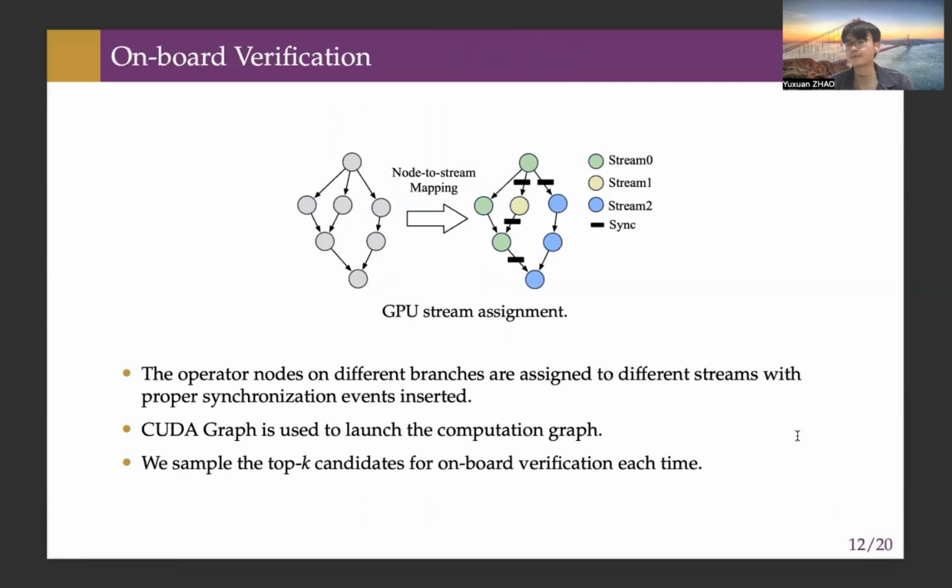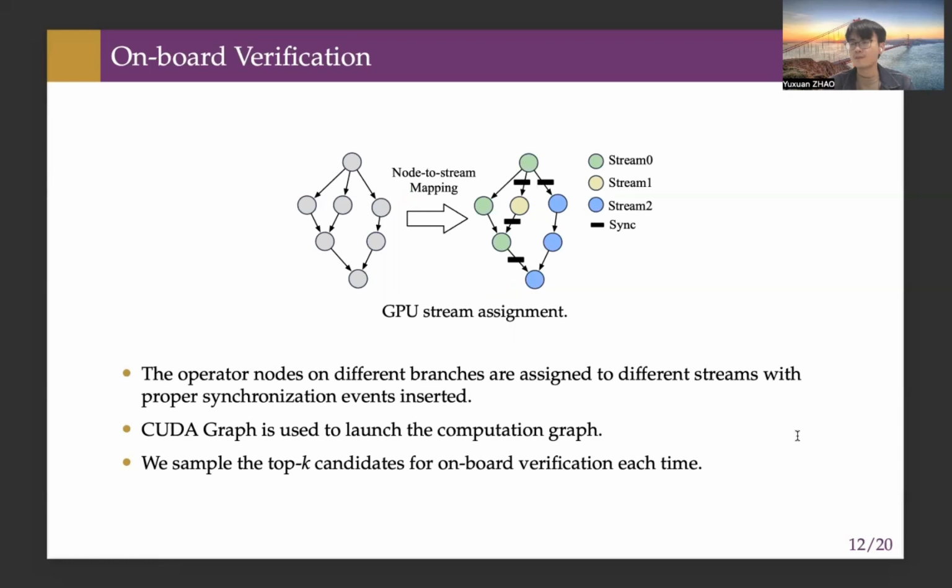Previous methods terminate before onboard measurement, lacking actual runtime information in the optimization process. To acquire such information, we implement the parallel kernel launch runtime system in our framework. The operator nodes on different branches are assigned to different GPU streams, and proper synchronization events are inserted into the stream to guarantee the data dependency.